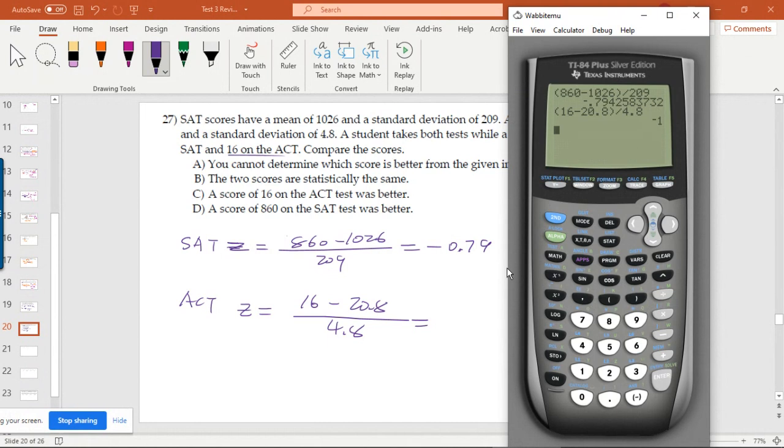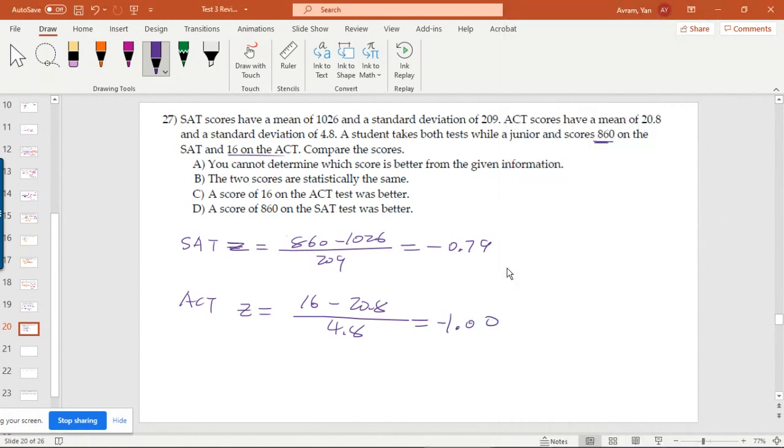All right, this is negative 1.0. If you want to add a 2.0 right here. So which one did the student do better? Okay, this one is better, right? Because they both are negative, but this one is a little bit less.